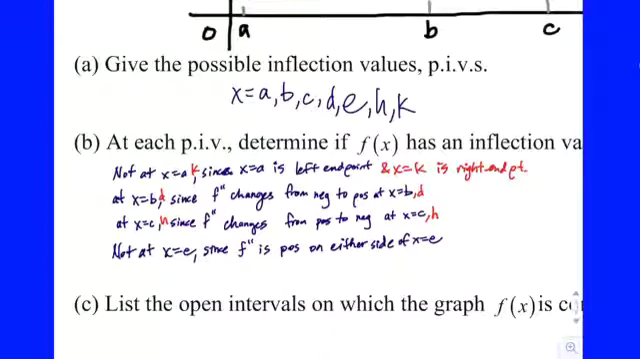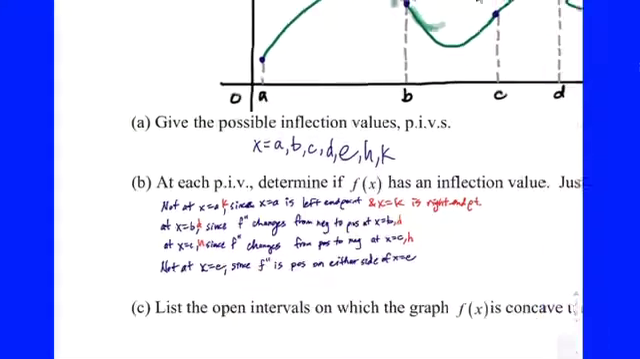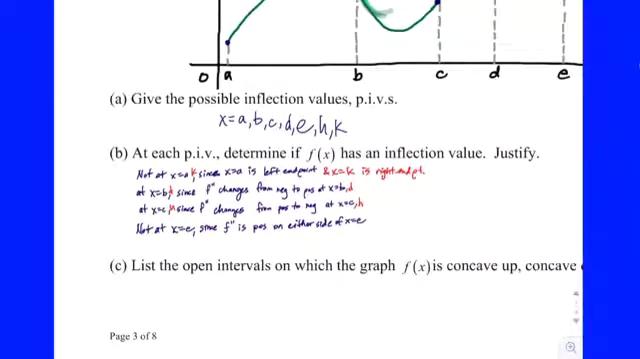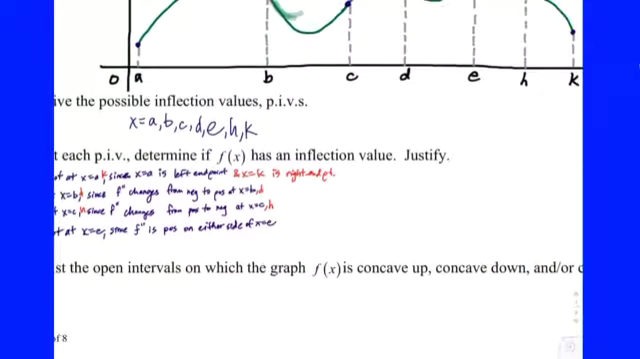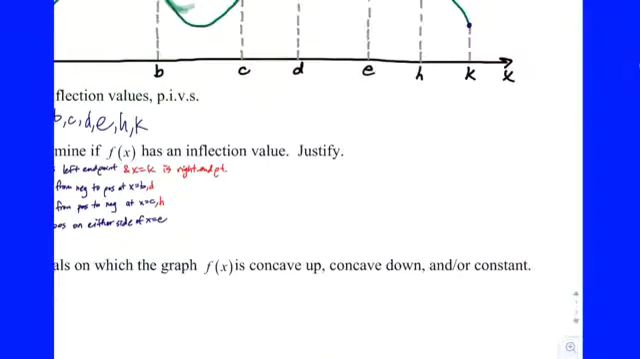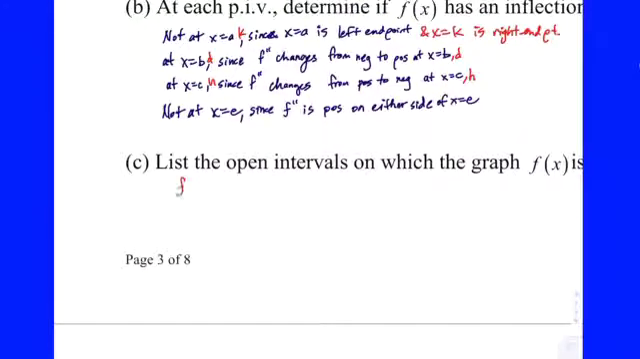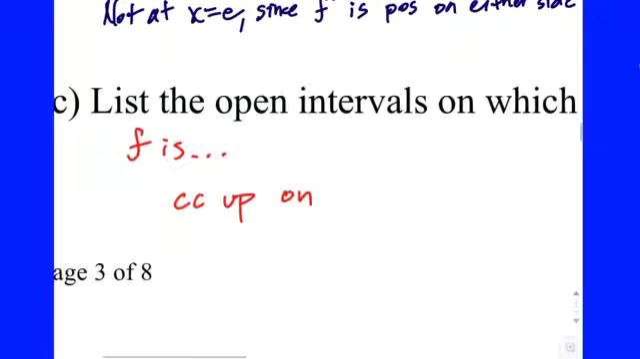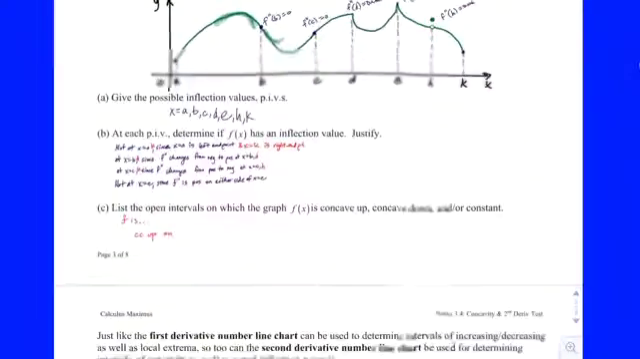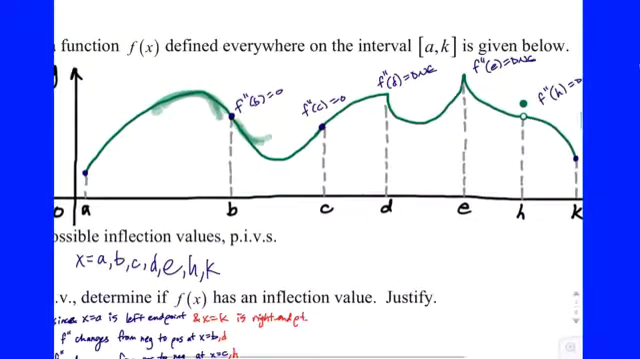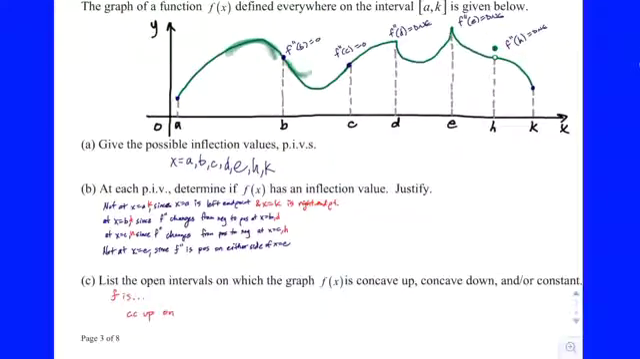So we look for a sign change in the second derivative. Okay, list the open intervals on which the function f is concave up, concave down, or constant. So we could just say f is, dot, dot, dot, cc up. You can abbreviate concave up, concave down as cc up, cc down between now and the day of the AP exam. On the day of the AP exam, you write concave. Okay, so concave up, it would be from, let's see, B to C.